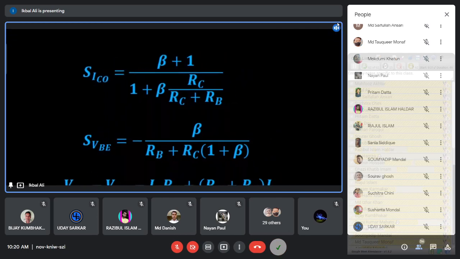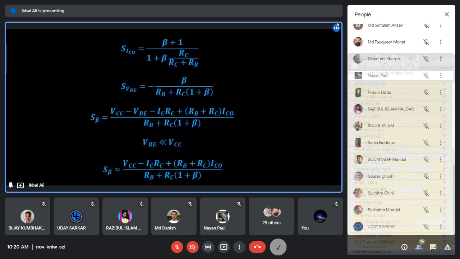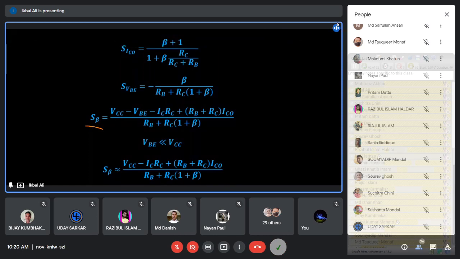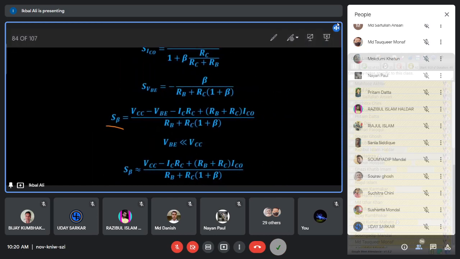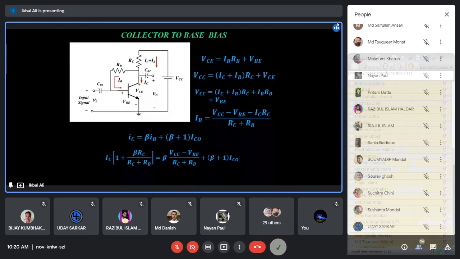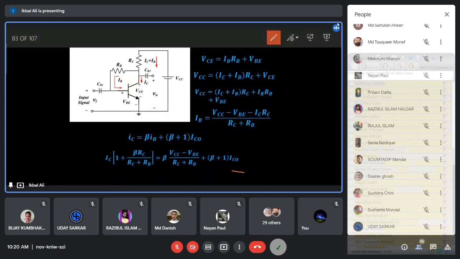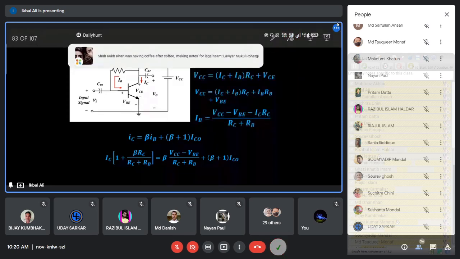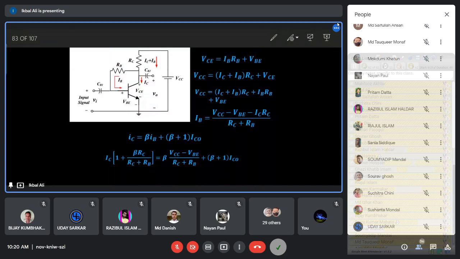And lastly, the last one, you will get S beta. Similarly, you have to differentiate that collector current equation, this collector current equation, if you can see this one. So in the previous slide, if you differentiate this collector current equation in the bottom with respect to beta, then you will get that equation. From that, you can calculate the S beta. Just simple mathematics, nothing else.